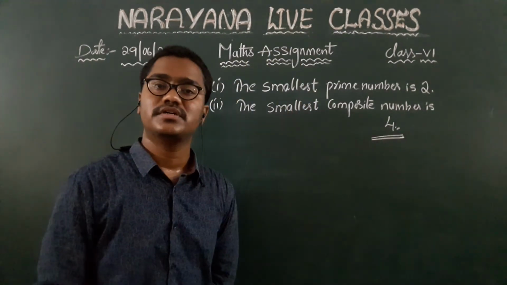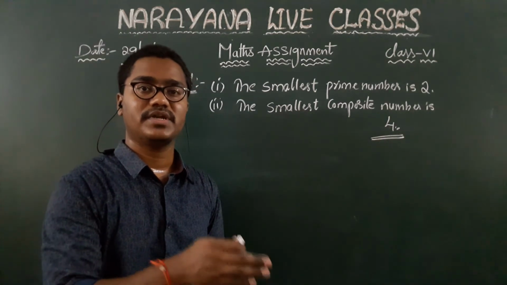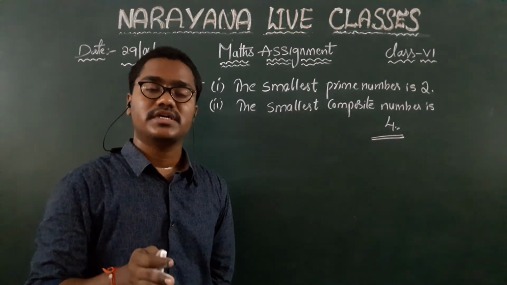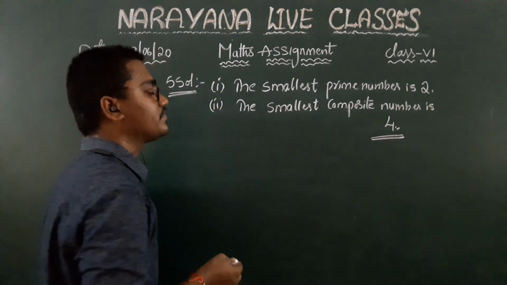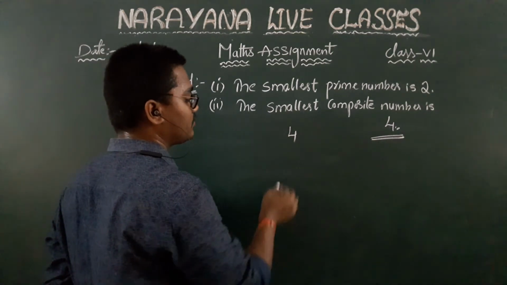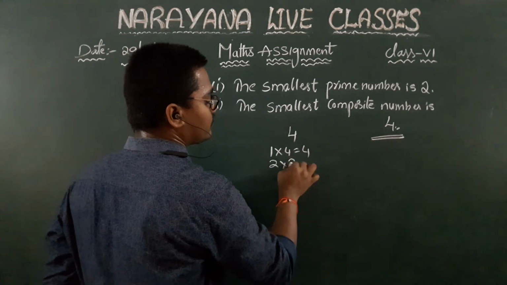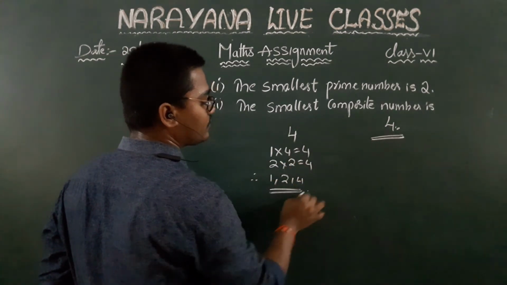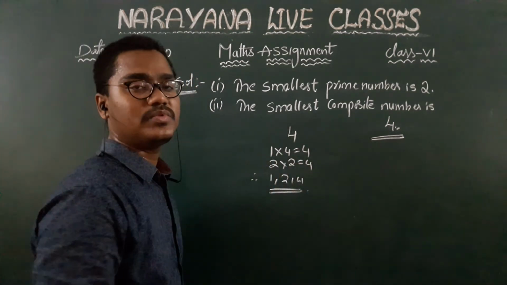What is a composite number? A number which has more than 2 factors is called a composite number. Yes or no? We have defined a prime number and a composite number in the previous question. So when you take 4 as a composite number, 1 fours are 4, and 2 twos are 4. Therefore the factors will be 1, 2, 4. More than 2 factors. Here you can see 3 factors, right? So this is a composite number. This is the smallest composite number, children.